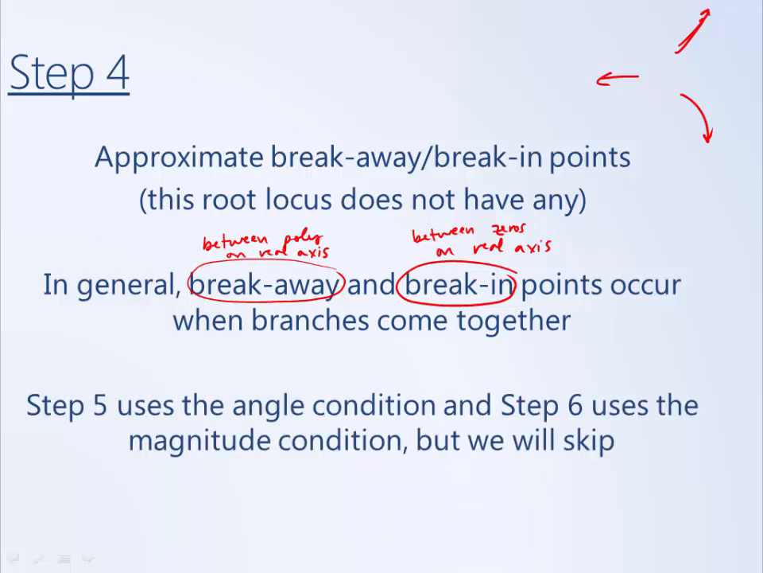Step 5 uses the angle condition to determine angles of departure and angles of arrival. So in this case we have these angles of departure. And step 6 is used to determine where the locus crosses the imaginary axis, and it uses the magnitude condition. And so again, we'll skip that when we draw things by hand, but it is important.